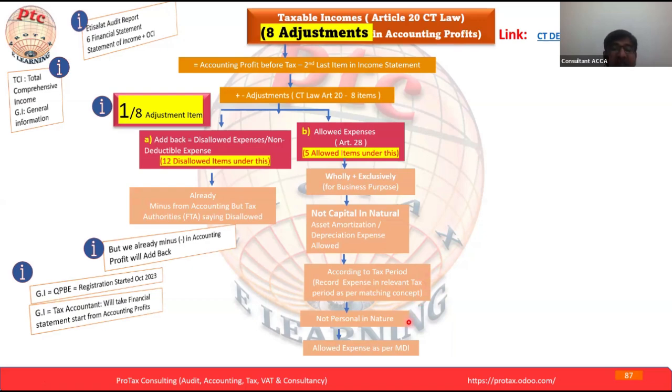The next is not personal in nature. After that, the fifth item is allowed expenses as per the ministerial decision. So these are the five items that we are saying are the allowed expenses. If we see that some expenses, the accounting team put some disclosure or notes that they are not deducted, and these five conditions are met, we can deduct. So these expenses we can deduct.